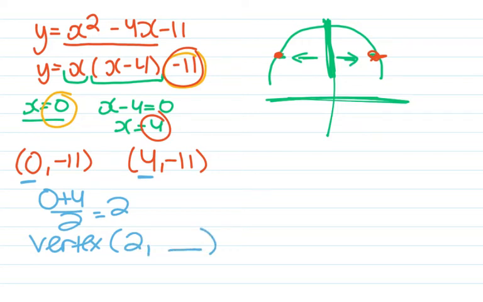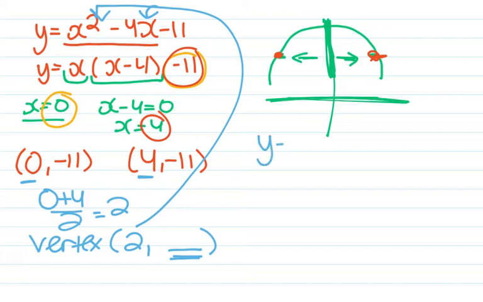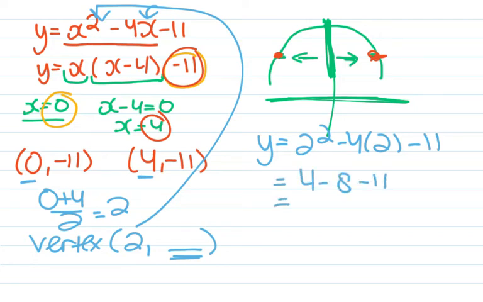I'm going to take this 2, plug it back into my original equation for x, and I'll be able to find the rest of the vertex. So y equals 2 squared minus 4 times 2 minus 11 equals 4 minus 8 minus 11. 4 minus 8 is negative 4, minus 11 is negative 15. So the vertex is going to be 2 comma negative 15.